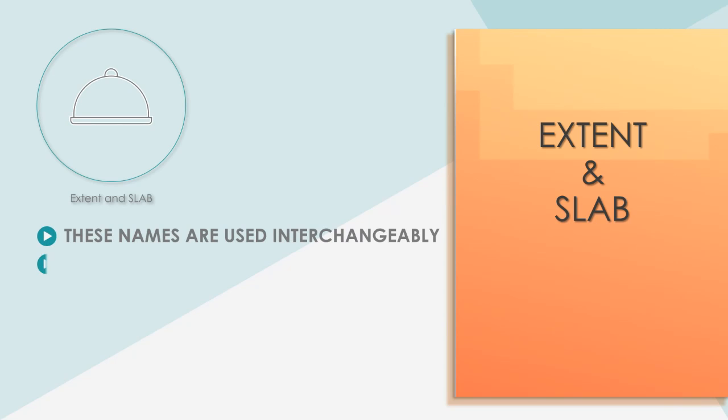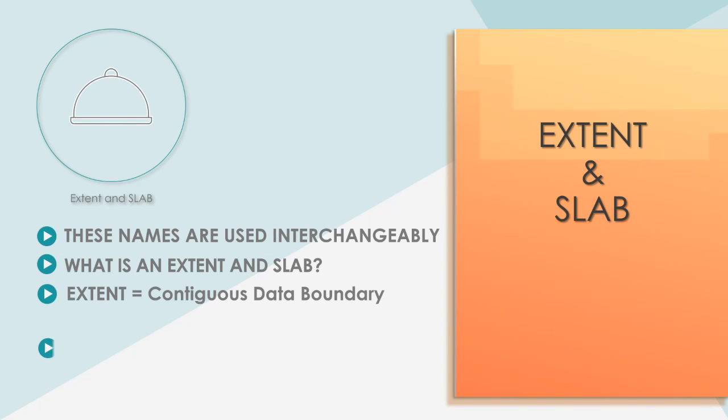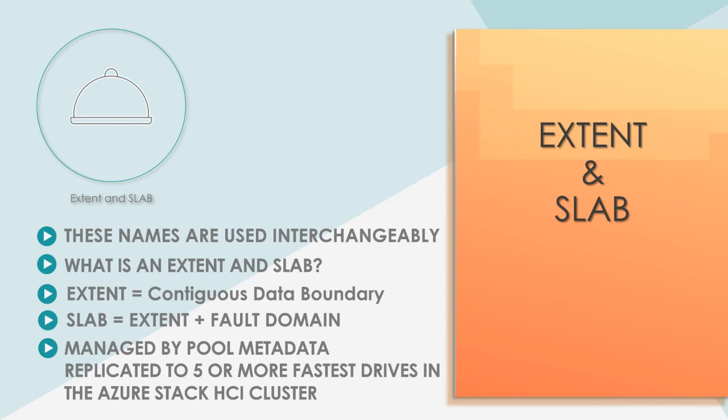an extent is the smallest piece of data that is typically spoken about for Spaces Direct. You may also have heard about slabs. These are similar things and are used interchangeably. An extent is a contiguous boundary of data within Storage Spaces Direct in terms of its core, pool and metadata. Whereas a slab in its basic form is an extent plus fault domain, resiliency, an extent plus resiliency.